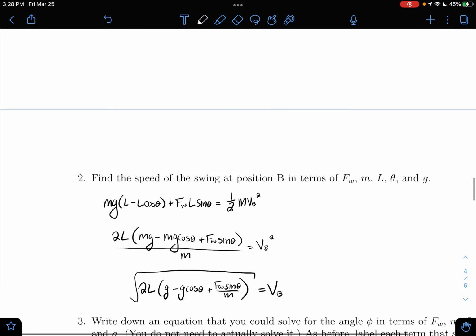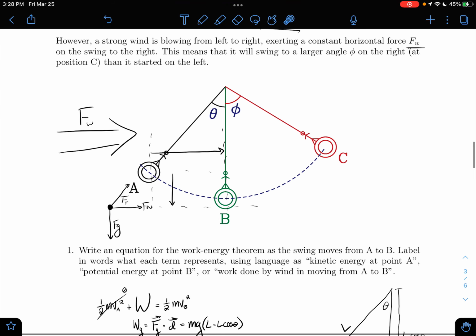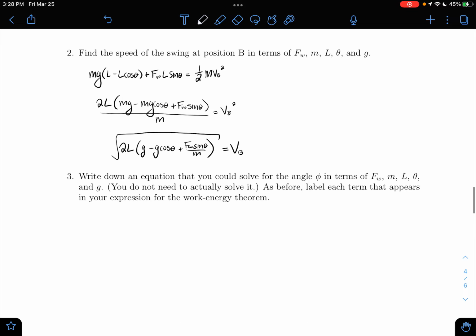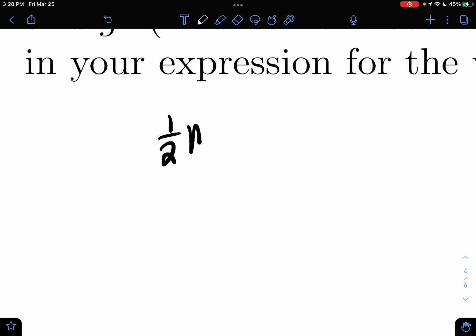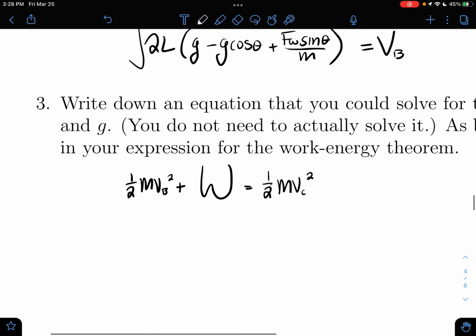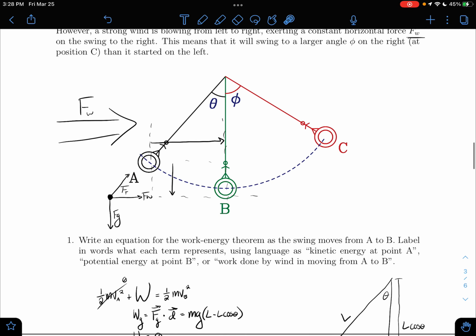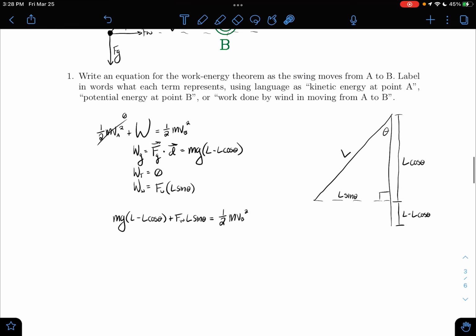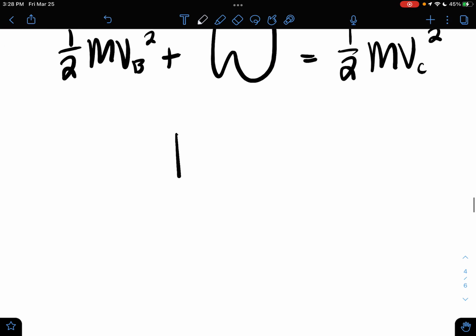I'm going to start from the beginning and pick 2 points. I'm going to start at point B, and then go to point C. So at point B, we have 1/2 m vb squared plus all of our work, and that has to equal our 1/2 m vc squared. Now we think about again what work's being done. It's the same three forces, so we're going to think about work from tension, from the wind, and from gravity.